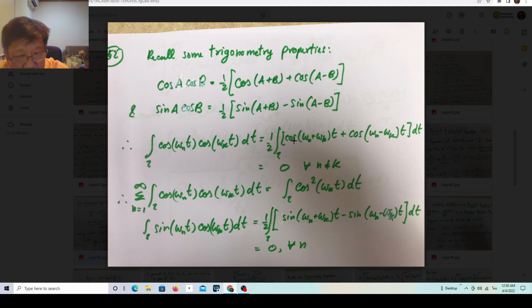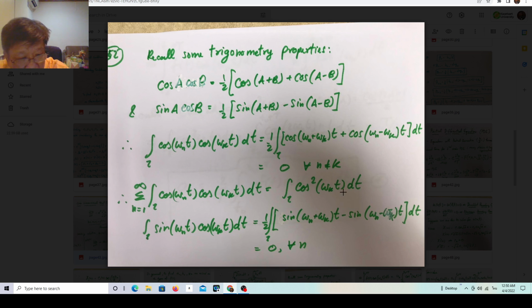The easiest way is, when n is equal to k, you change this back to the original form. When a and b are equal to each other, this one becomes cos square a, right? So when n is equal to k and you move back to the property, you get cos square.